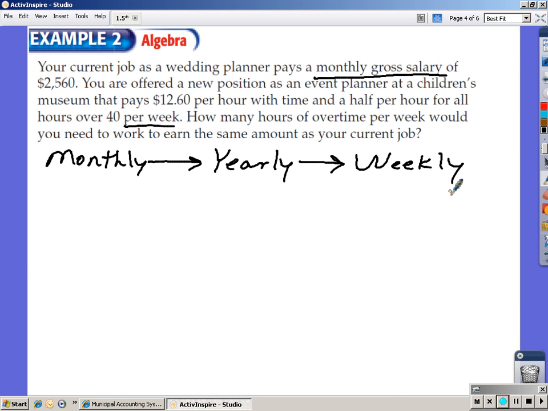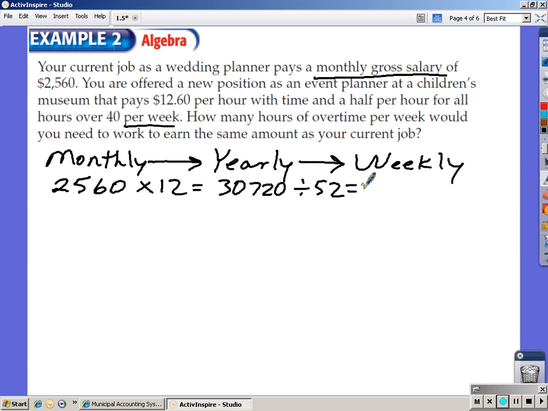Okay? So, right now my monthly gross salary is $2,560. In order to get that to the yearly, I've got to multiply times 12. So, 2,560 times 12 gives me a yearly salary of $30,720. In order now to find the weekly, I have to divide that by 52.